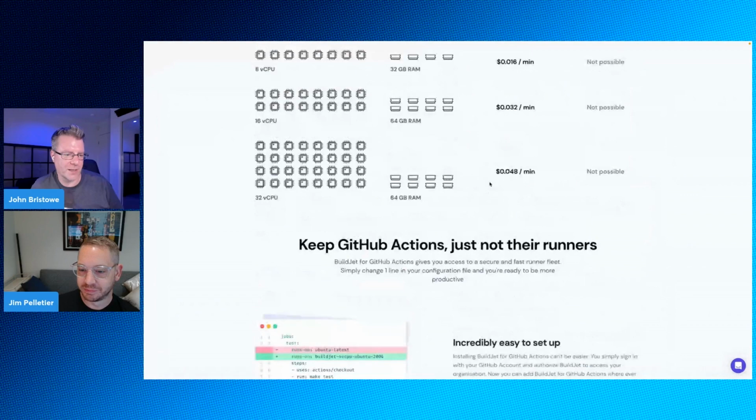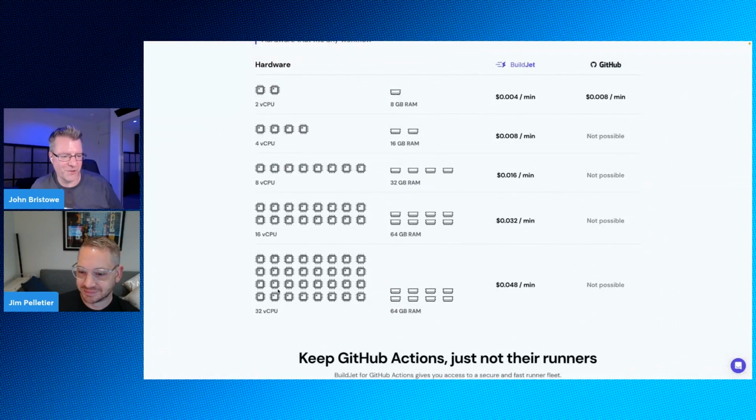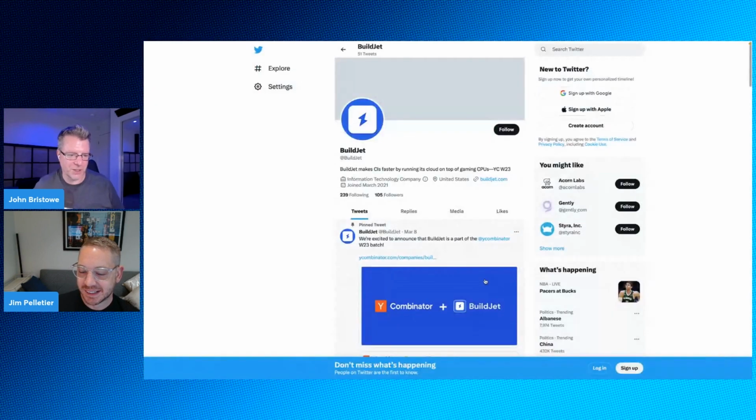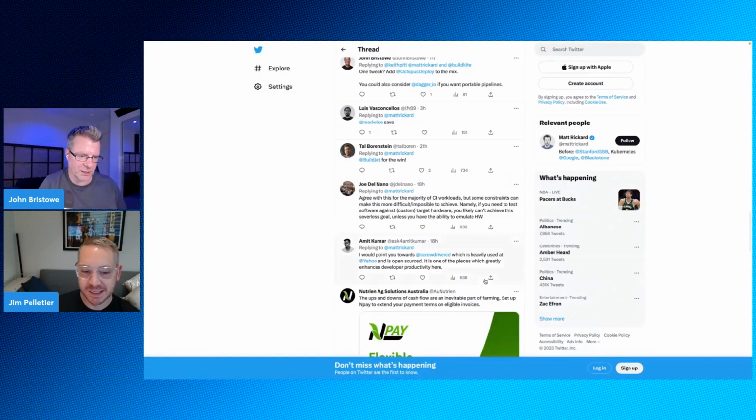And these are the prices they offer. And look at this monster: 32 virtual CPU, 64 gigs of RAM, and 4 cents a minute, approximately. So awesome. So that's BuildJet. So BuildJet is one that was mentioned in that ideal stack.